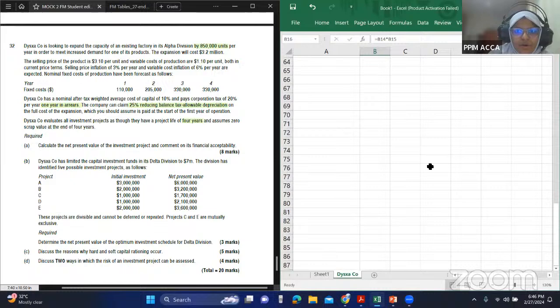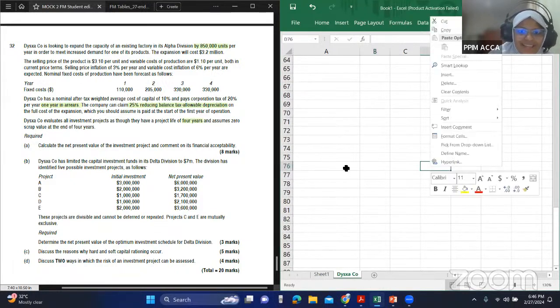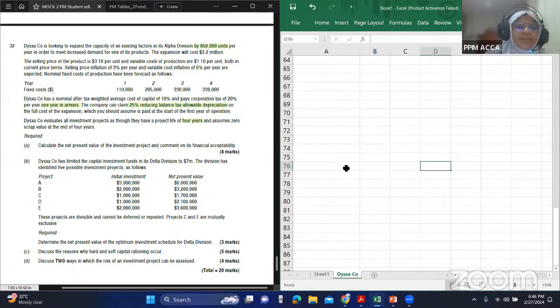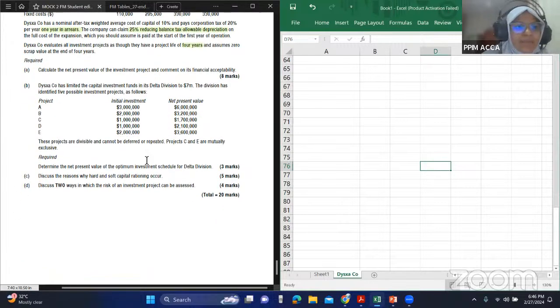So that's all for that A part, which is the 8 marks. If you can say all of this, give the numbers, you will get your 8 marks easily. Let's look at the B part. It says, DISCA company has limited the capital investment funds in its Delta division to 7 million. The division has identified 5 possible investment projects as follows.